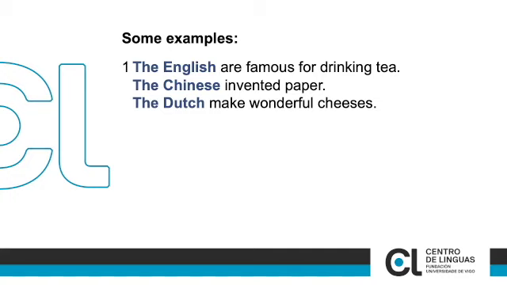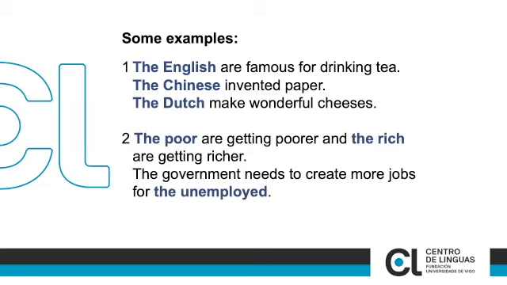Here are some examples. Okay, the English are famous for drinking tea. The Chinese invented paper, and the Dutch make wonderful cheeses. The poor are getting poorer and the rich are getting richer. The government needs to create more jobs for the unemployed.